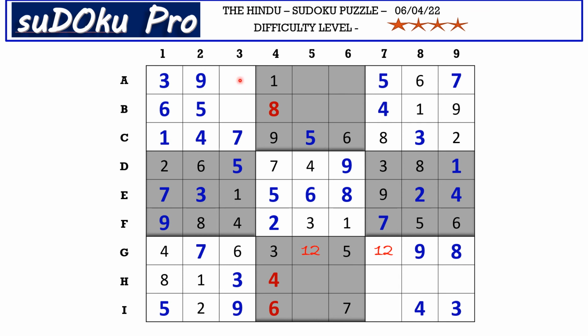In column 3, there are 2 empty cells and the missing numbers are 2 and 8. There is an 8 here. So B3 takes 2 and A3 takes 8.